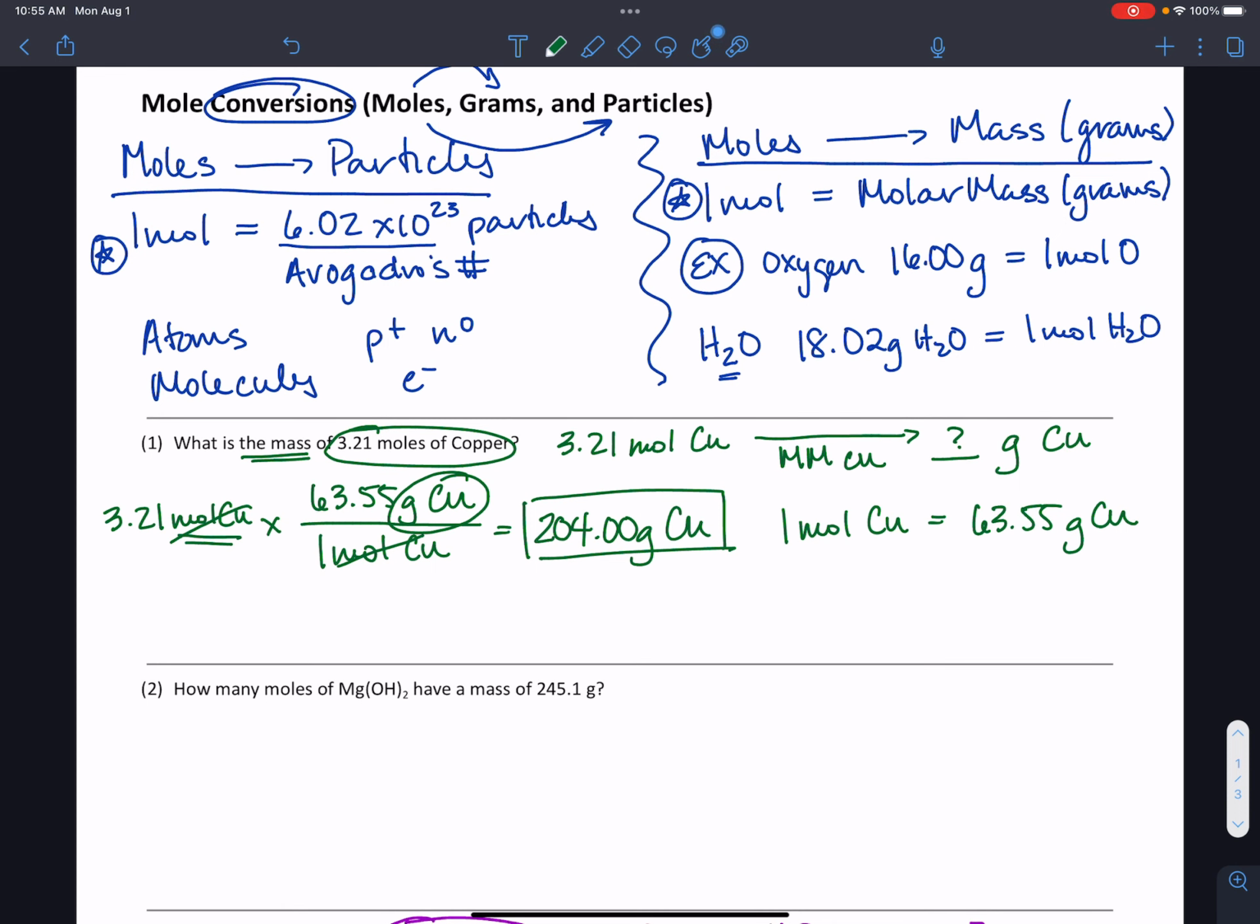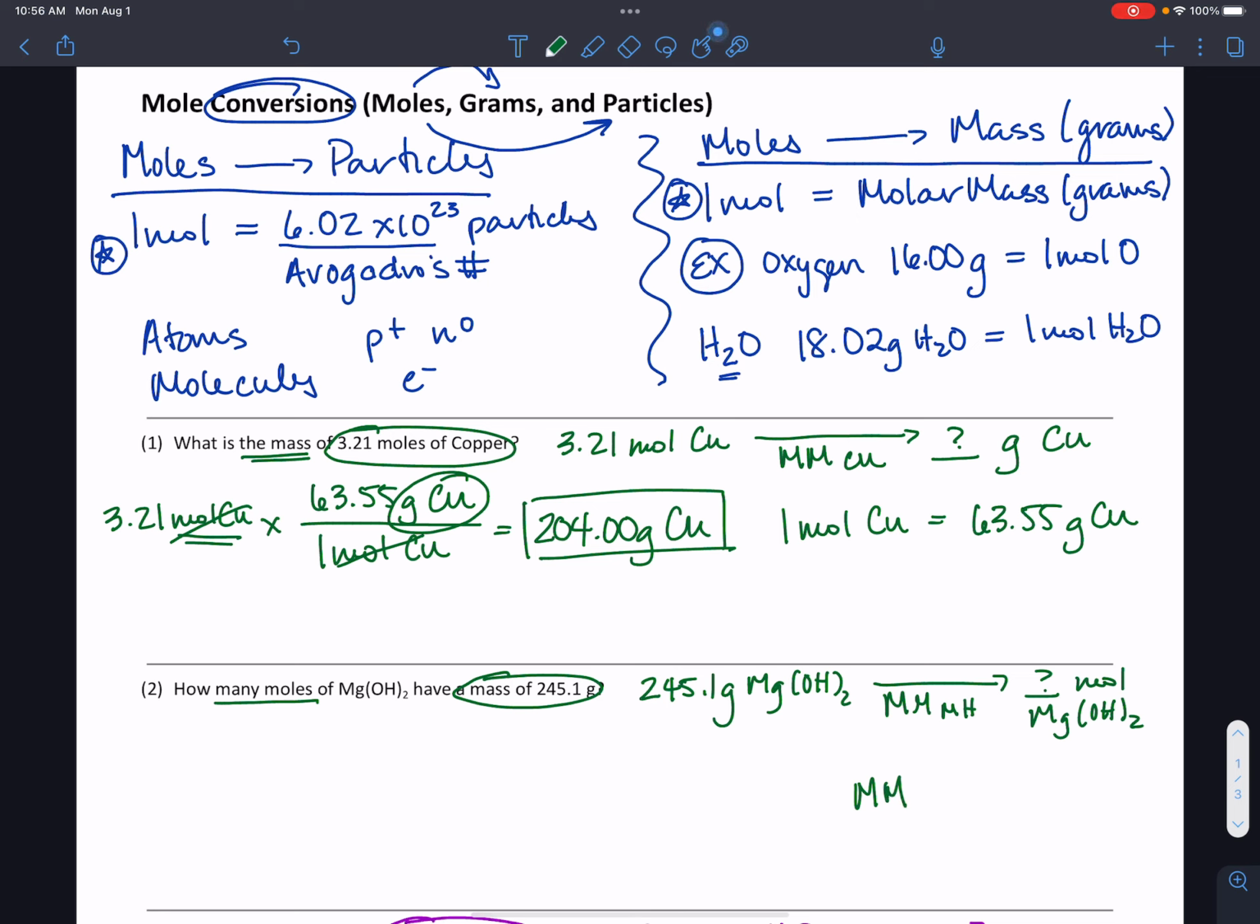Number 2 says, how many moles of Mg(OH)2 have a mass of 245.1 grams? All right, so we've been given mass and we're asked for moles. So again, with a quick plan, 245.1 grams of magnesium hydroxide, and we're asked to determine the number of moles of that magnesium hydroxide. Again, we're going from grams to moles, so that means I'm going to need the molar mass of that magnesium hydroxide. So somewhere to the side, you're going to need to calculate that molar mass.